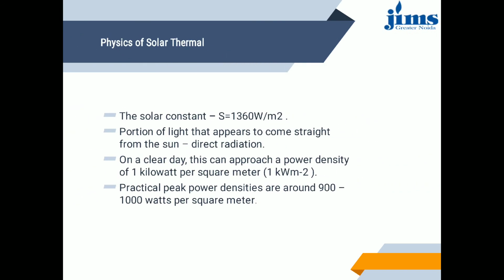The next is the physics of solar thermal. So the solar constant S is equal to 1360 watts per meter square. The sun is a hot sphere of gas heated by the nuclear fusion reaction at its center. Every second, the sun emits a total energy flux of about 4 × 10^23 kilowatts, out of which only a small fraction reaches the earth.